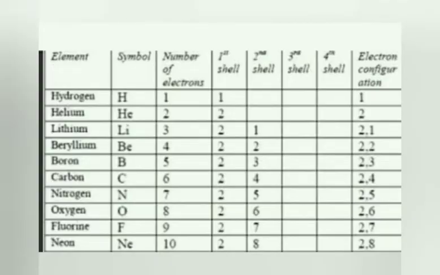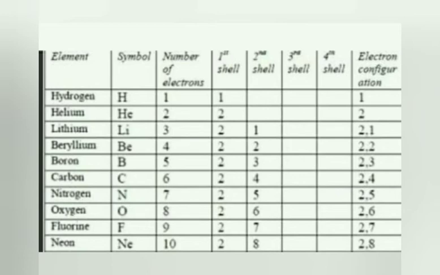In the given table, you see the electronic configuration of the first 10 elements of the periodic table. In the first column, the element name is mentioned. In the second, its symbol. In the third, its number of electrons, that is its atomic number. Then the electrons are mentioned in the first, second, third, and fourth shells. And in the last column, the electronic configuration is written.